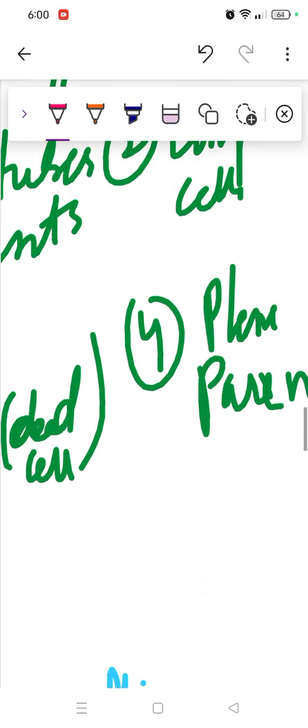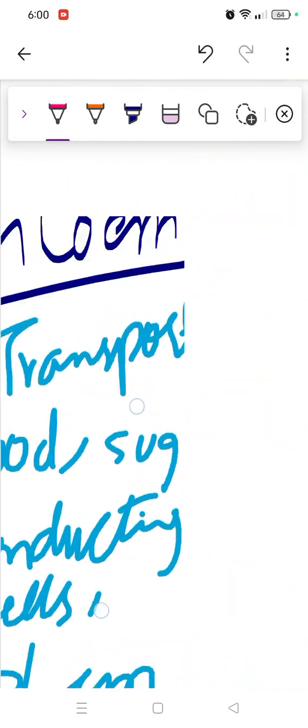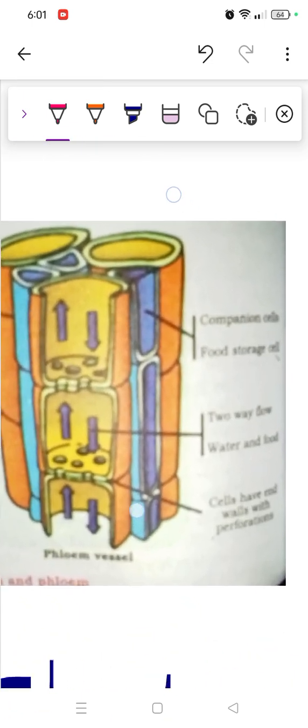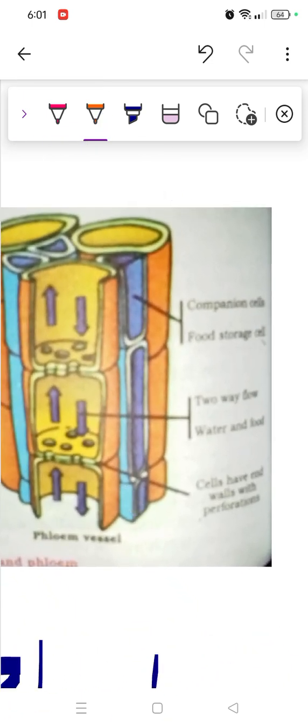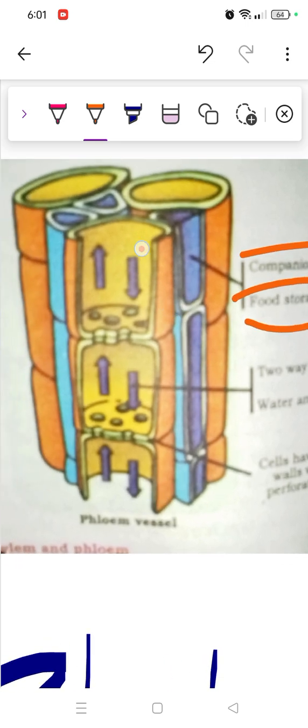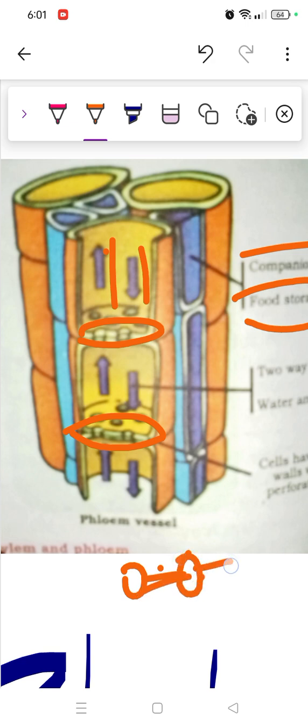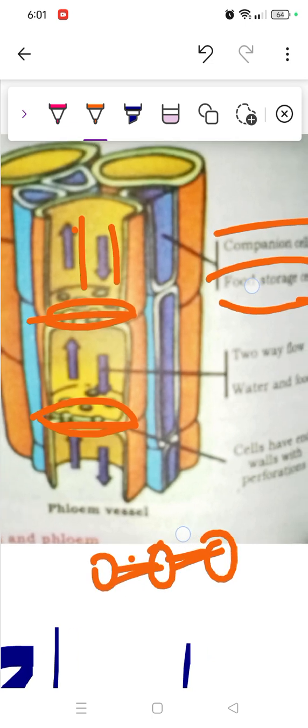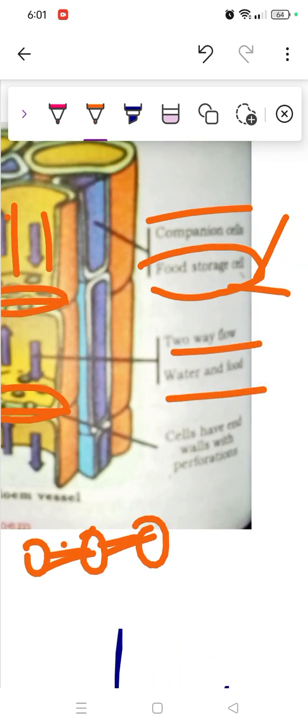Now let's see what's in the picture. I added a picture over here. Okay, so yes, here's the picture. First thing, they have companion cells. They help in food storage, either just water or minerals. Mostly they are sugar containing cells. They have two side flow, 1, 2. Here in the middle you'll see they have pits like a structure like this, and they have a cell wall here. In xylem it wasn't. Two way, water and food, like water is also going and food is also going.